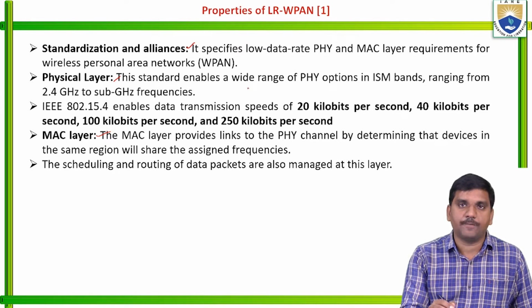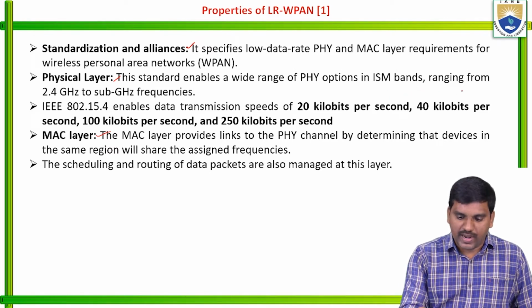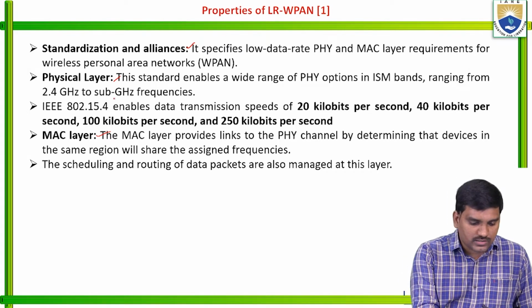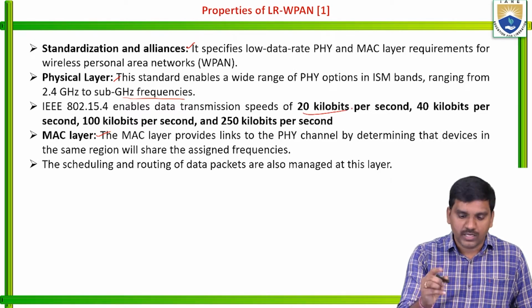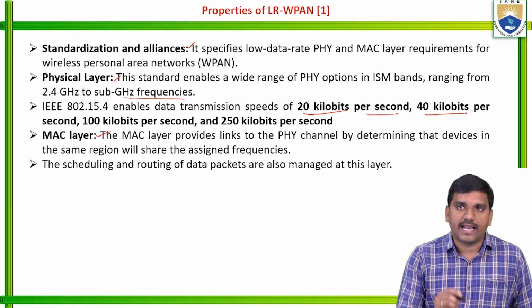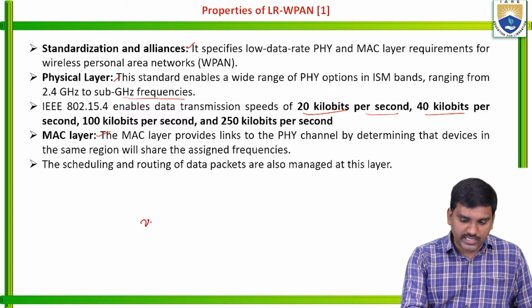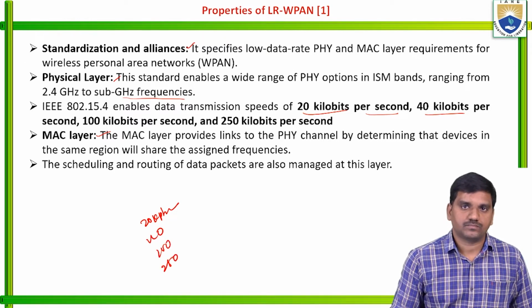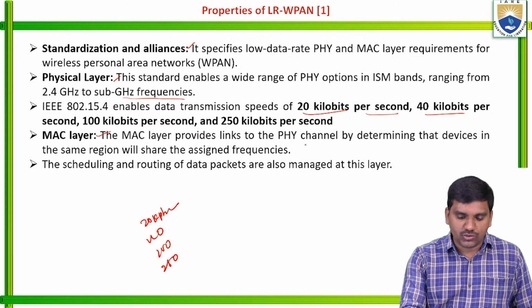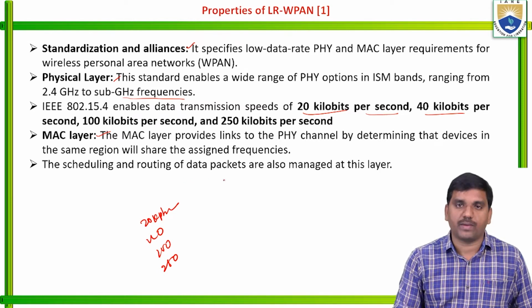Next, what is the physical layer? Physical layer standards enable a wide range of physical options in ISM, International Scientific and Medical bands, ranging from 2.4 GHz to sub-gigahertz frequencies. Next, 802.15.4 enables data transmission speeds of 20 kilobits per second, 40 kilobits per second, 100 kilobits per second and 250 kilobits per second. Next, the MAC layer provides links to the physical channel by determining that devices in the same region will share the assigned frequencies only. The scheduling and operating of data packets are also managed at this layer.